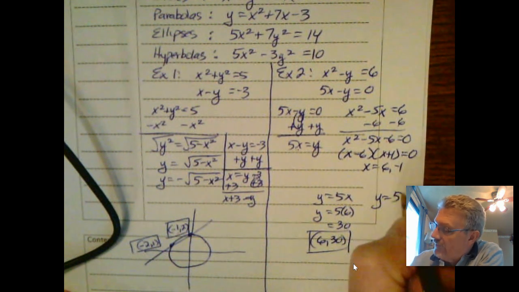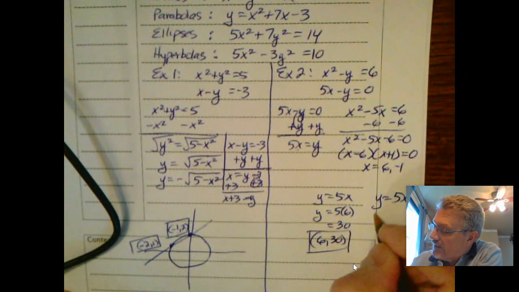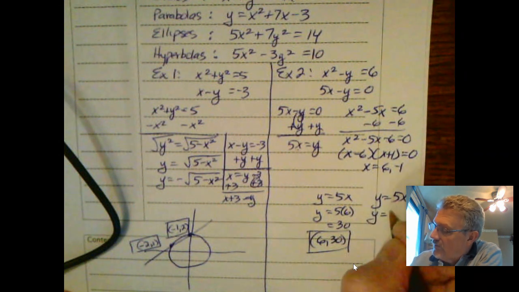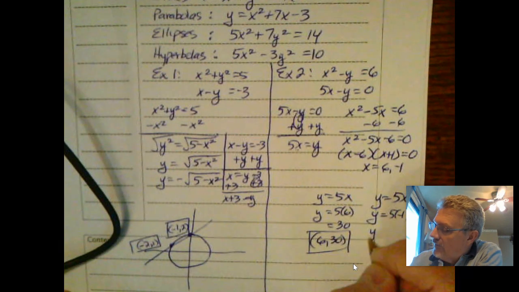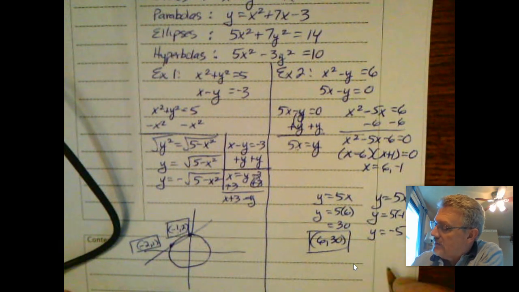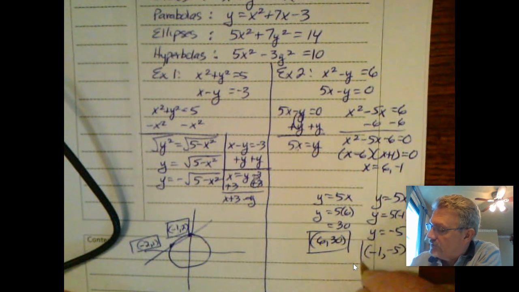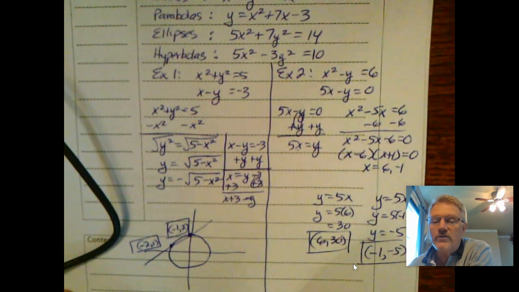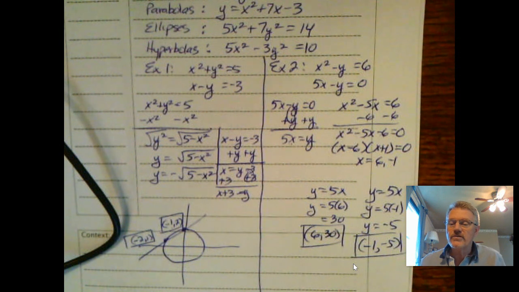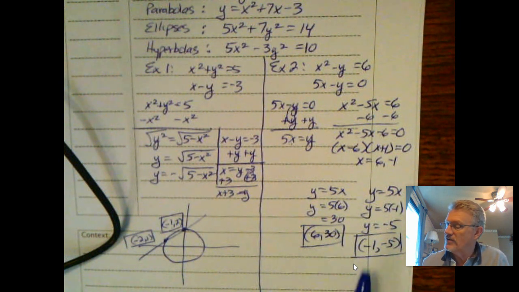Y equals 5x. This time I'm going to put the negative 1 in. And y equals negative 5, which makes my solutions negative 1 and negative 5. Okay, so there we are. We've got our 2 solutions. The line, 5x minus y, intersects with the parabola, x squared minus y equals 6 in 2 places. And these are the 2 places.